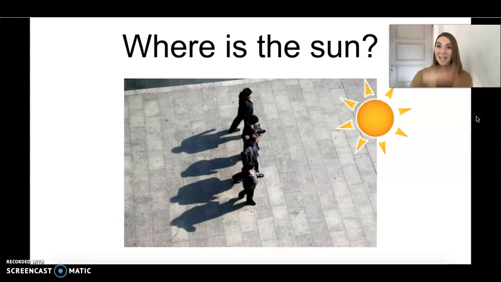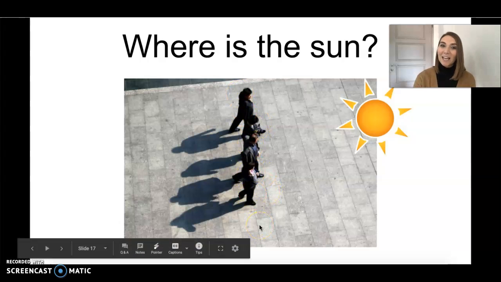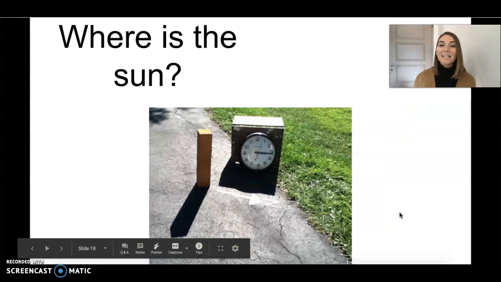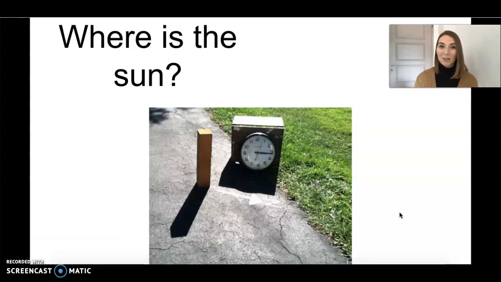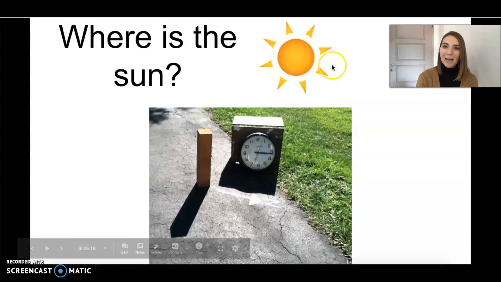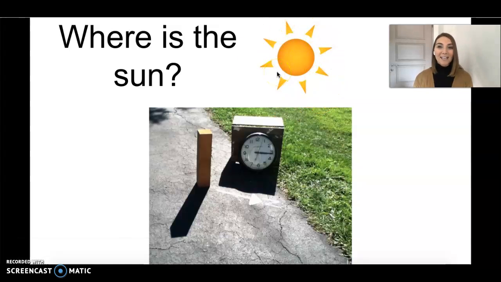The sun would be in front of the men because they are blocking the light, and so we can see their shadows. What about in this picture? Where is the sun in this picture? I can see that the shadows are over here, so the sun must be up here behind the objects.